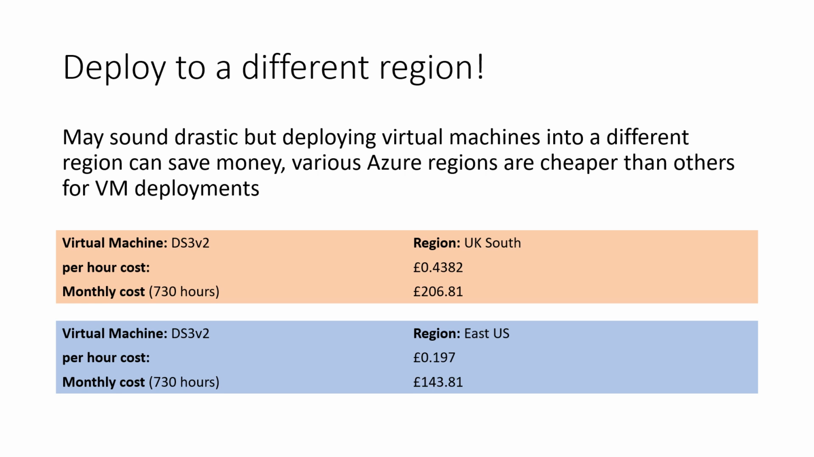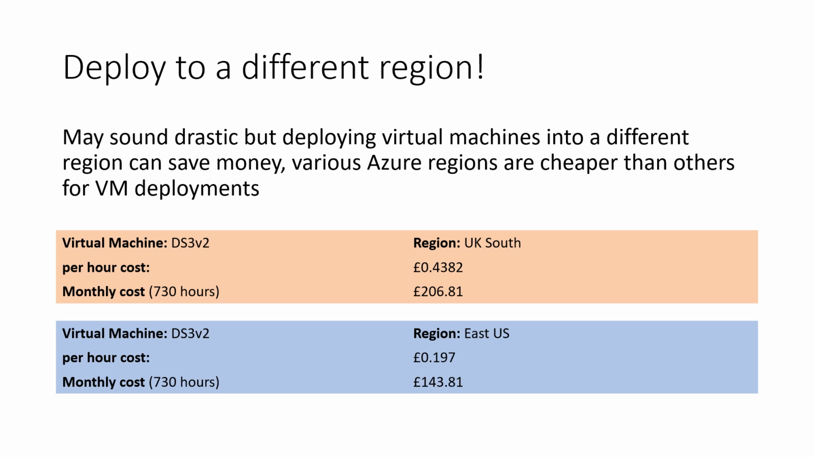So the older mature regions, such as possibly East US, East US 2, are going to be cheaper than deploying virtual machines into the newer regions, such as UK South, UK West. So if you're not required for data compliance, etc., to have your virtual machines in a specific region, then looking at an older, mature region is definitely a viable option in relation to cost saving.